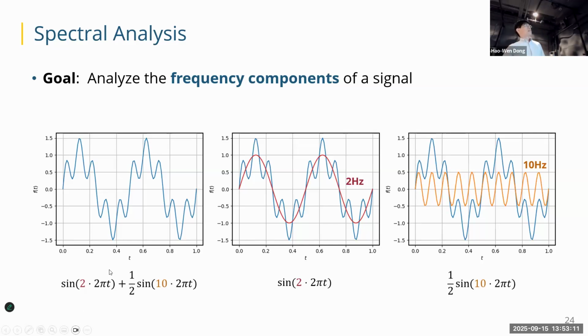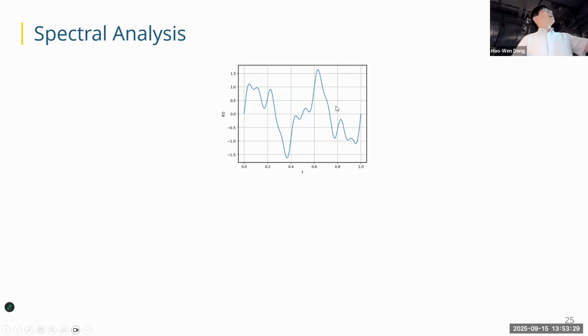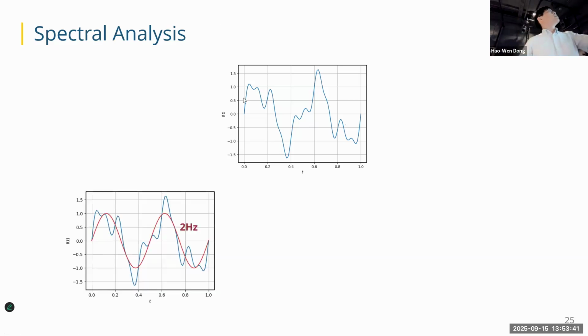So this plot is composed of two different sine waves with different frequencies: one is 2 Hertz, one is 10 Hertz. Now if you look at another case, you can still feel there's something going on with the 2 Hertz because it goes up and down. But things become much trickier. You can look at the peaks: 1, 2, 3, 4, 5, 6, 7, 8, 9, 10.